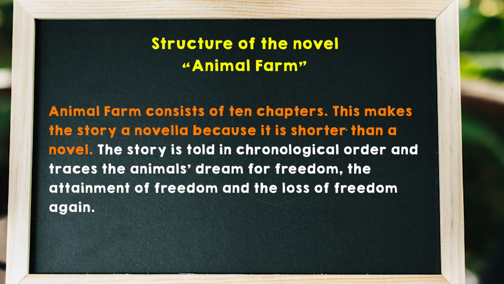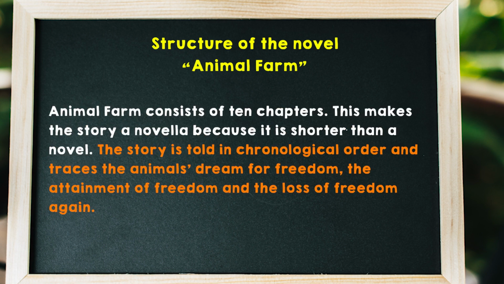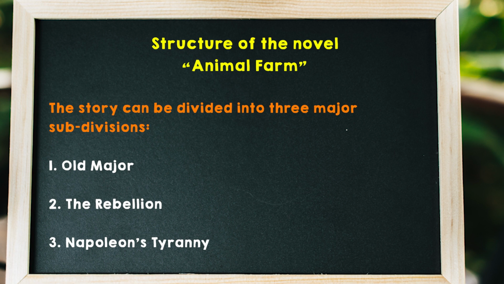Now let's look at the structure of this novel, the structure that George Orwell utilizes. Now, Animal Farm consists of 10 chapters. This makes the story a novella because it is shorter than a novel. The story is told in chronological order and traces the animals' dream for freedom, the attainment of freedom, and the loss of freedom again. The story can be divided into 3 major subdivisions: Old Major, the Rebellion, Napoleon's Tyranny.